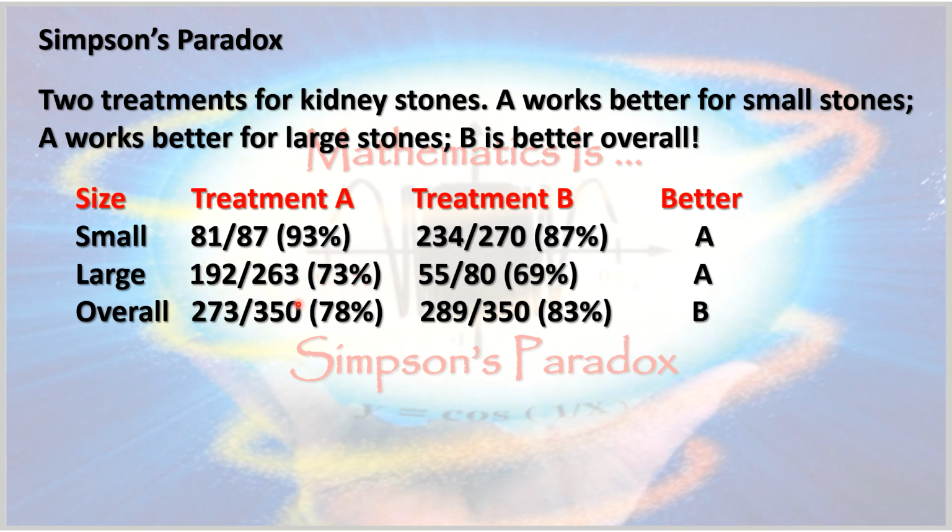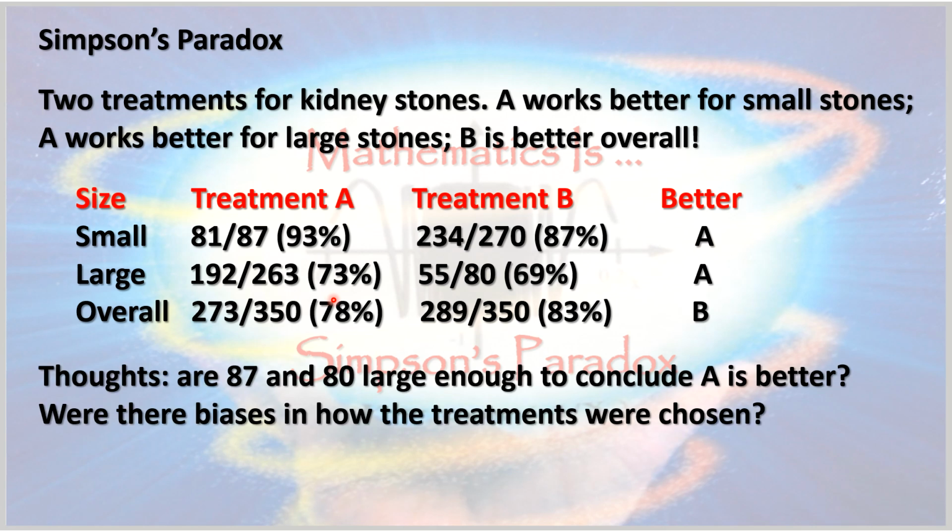Should we conclude that A is actually better? Well, two possible problems prevent this. Are the 87 and the 80 sample sizes large enough to place faith in A's average as being higher? Were there biases in how the treatments were chosen? For example, maybe doctors used B for the more difficult cases.